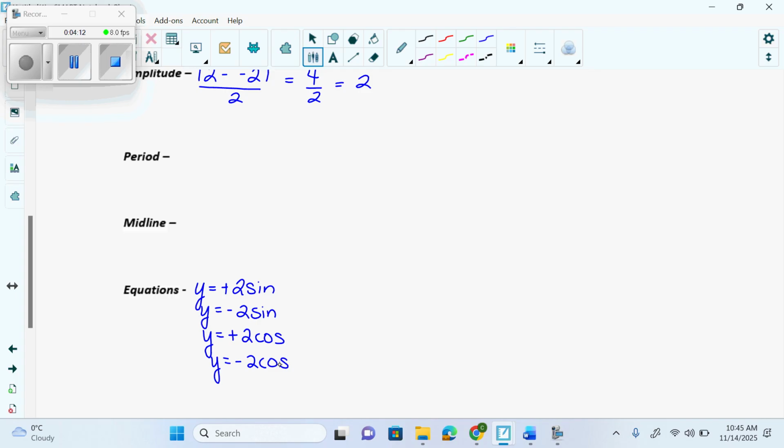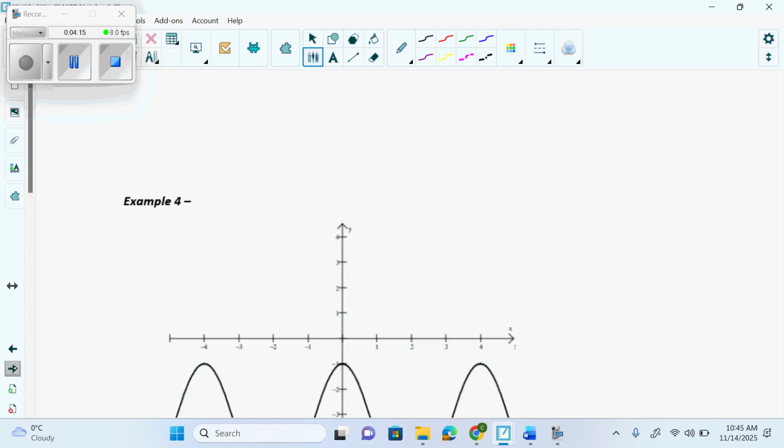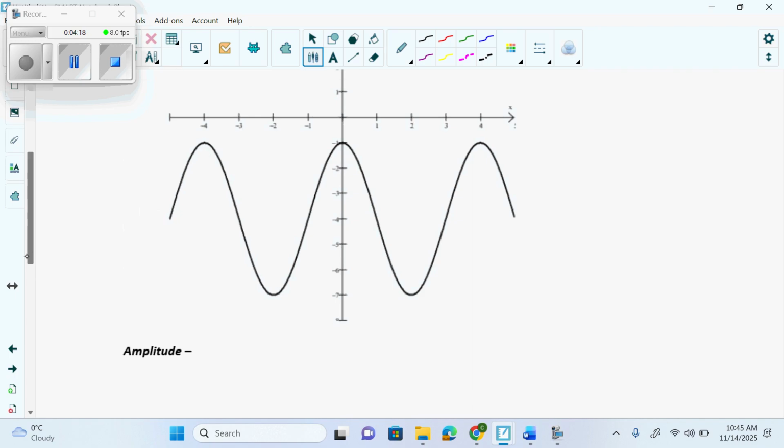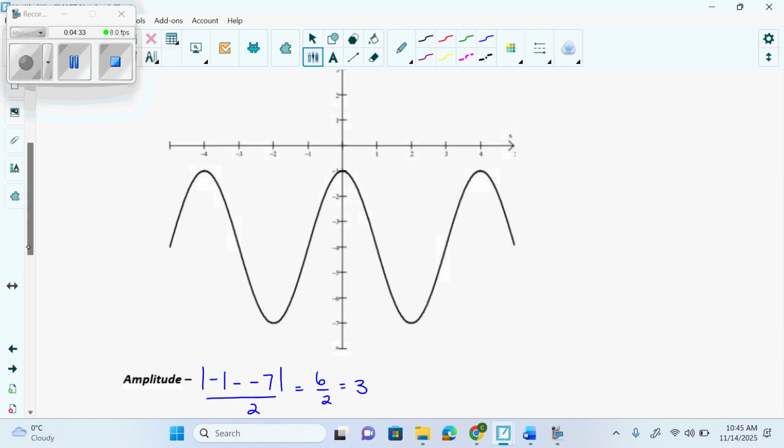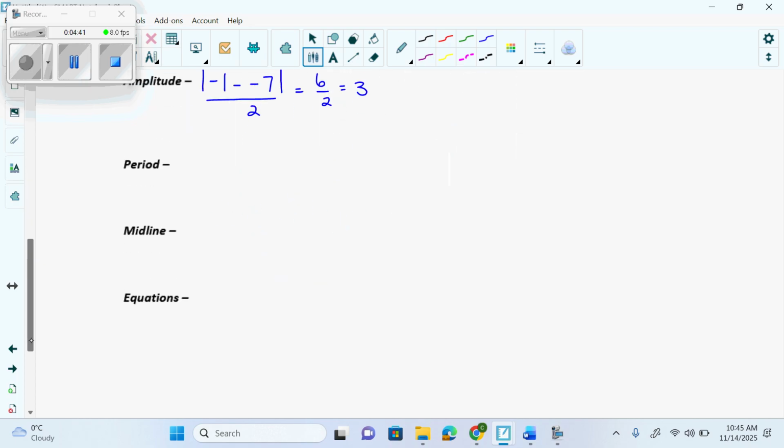Then we're going to flip over. Okay, this one, our amplitude is the absolute value of negative 1 minus negative 7, so max minus min divided by 2, which is the absolute value of 6 divided by 2, which is 3. And if we count that up, we should have 6, right? 1, 2, 3, 4, 5, 6. The vertical distance is 6 divided by 2, which is 3. You could count it as well. This just does that for you. So y equals positive 3 sine, y equals negative 3 sine, y equals positive 3 cos, y equals negative 3 cos.